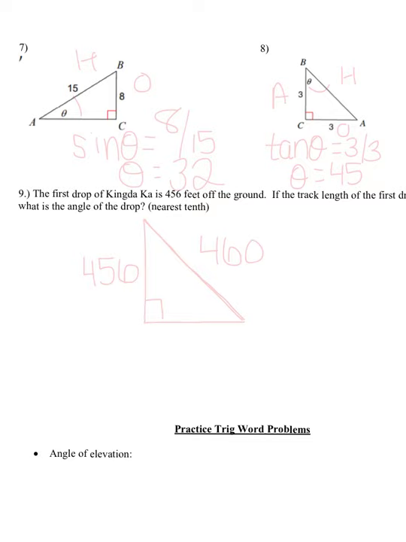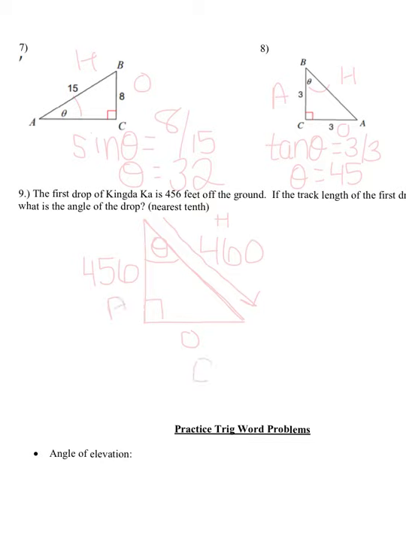Okay, so what is the angle of the drop? So we're dropping down, so we're going like this, which means that the angle they're looking for is right here. You can put an X there. You can make it a theta. It's whatever you want. Okay, so opposite, hypotenuse, adjacent.